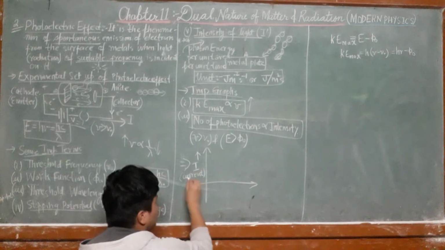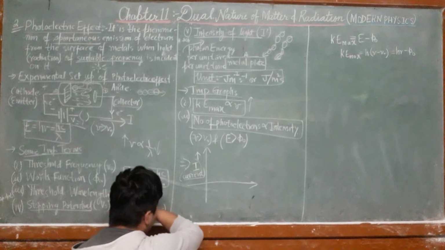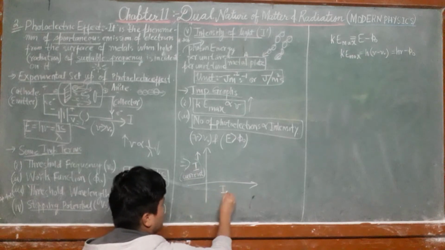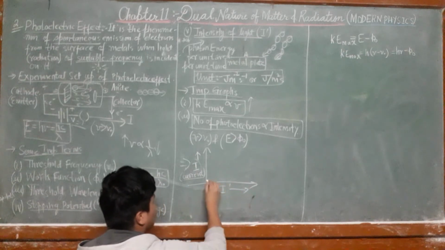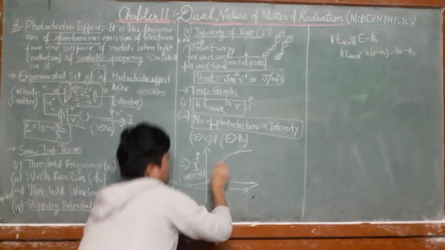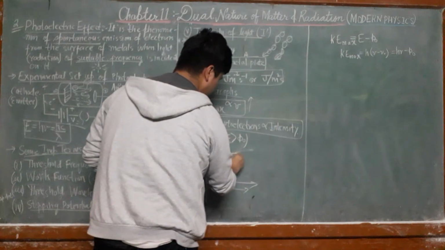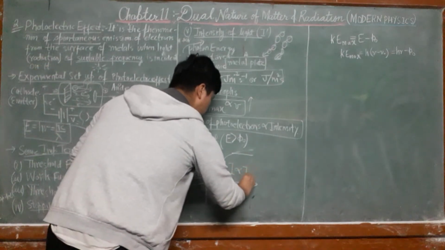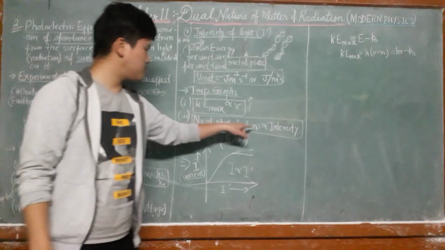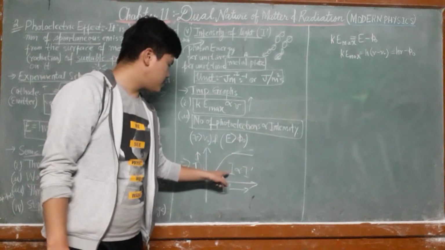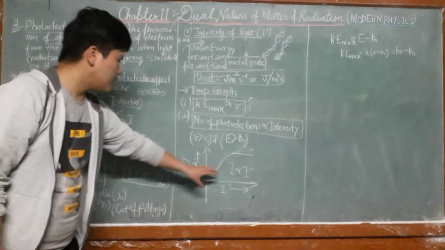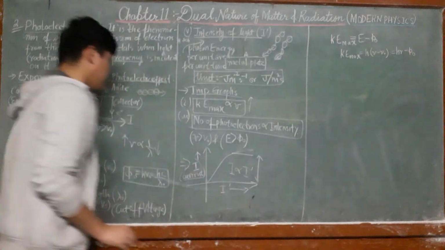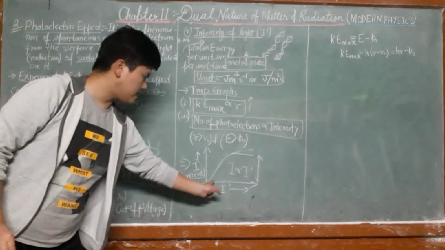Theoretically, the number of photoelectrons is the current, and the current depends on the intensity of light, so they need to draw the graph. Their graph will be somewhat like this. I already said that I is directly proportional to intensity, since the number of photoelectrons is directly proportional to intensity, and the number of photoelectrons is the current. So the current is directly proportional, which gives a straight line graph.